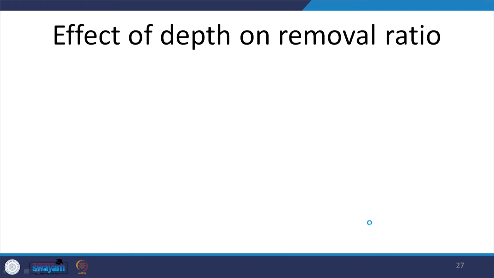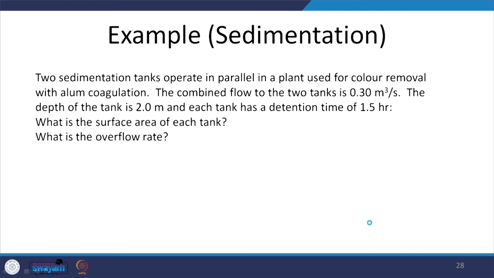So we just looked at the effect of depth on removal ratio, fine. Let's just look at one example. So two tanks in parallel, flow is coming in, and we have two tanks in parallel. They are used for color removal, looks like with alum coagulation, but we are not concerned with the coagulation flocculation part out here. We are only concerned with the sedimentation. I guess this example I should have used after type 2, but never mind, it's a general example.